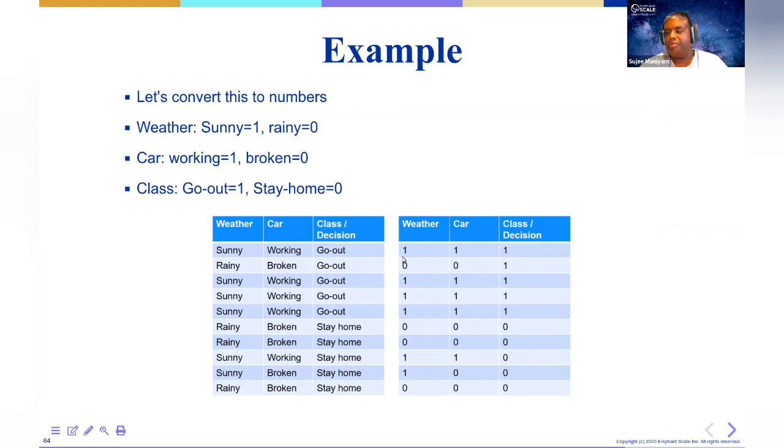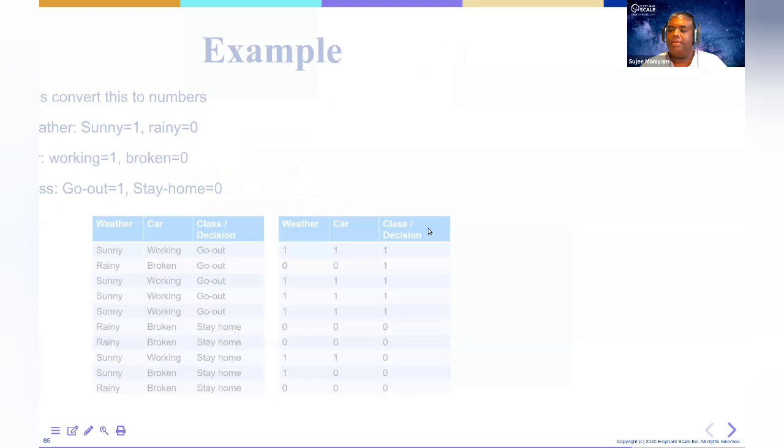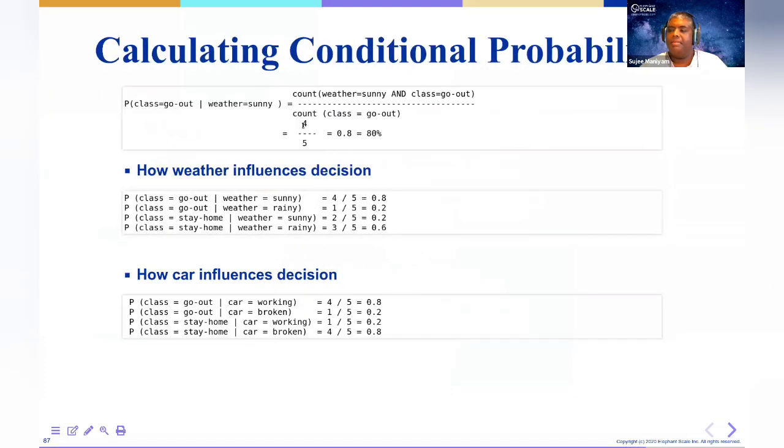Weather sunny, we just count 1 and 1 here. 4 times, right? When the weather was sunny, I went out, right? So 4 divided by 5, 80%, right? So now I calculate the probability for every combination.